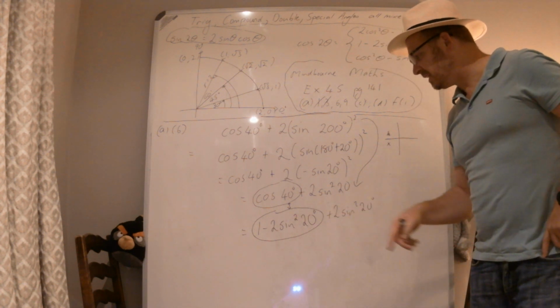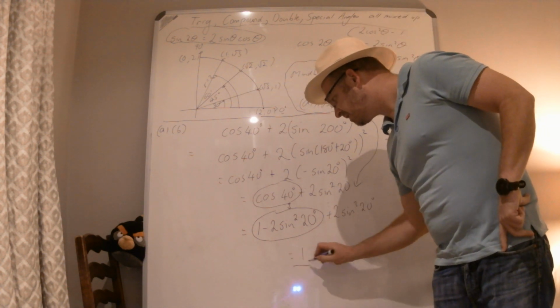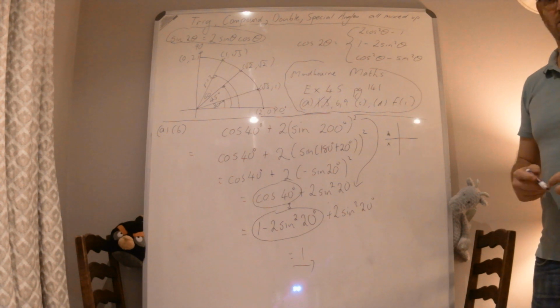Those are like terms, you add them up. Negative 2x plus 2x, you've got no x, and you're left with an answer of 1.